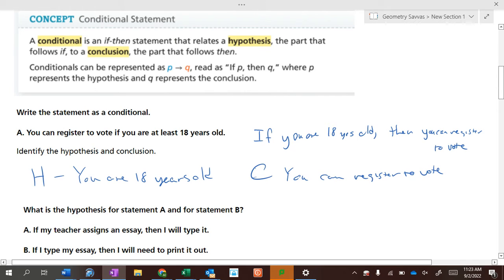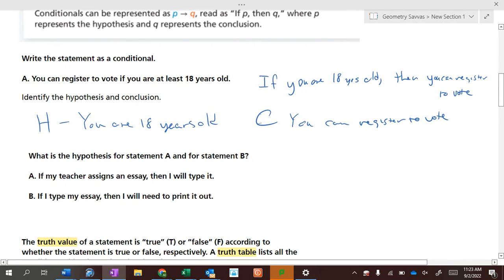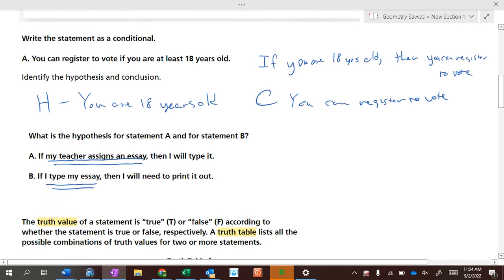So you have to know how to find a hypothesis from a conclusion. If my teacher assigns an essay, then I will type it. What's the hypothesis for statement A? What follows the if statement? My teacher assigns an essay. That's the hypothesis. If I type my essay, then I will need to print it out. I type my essay is my hypothesis. Okay? So you've got to know which is a hypothesis, which is a conclusion.